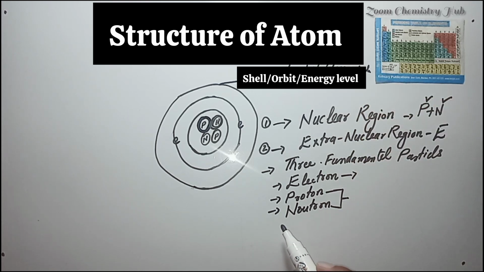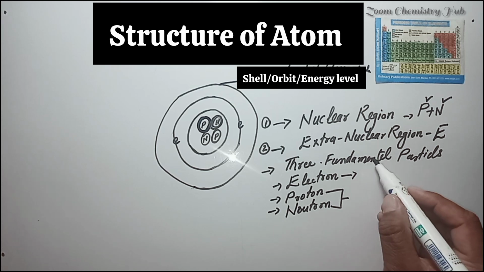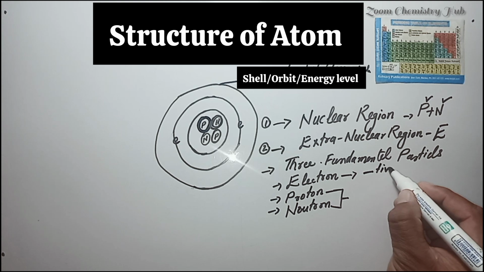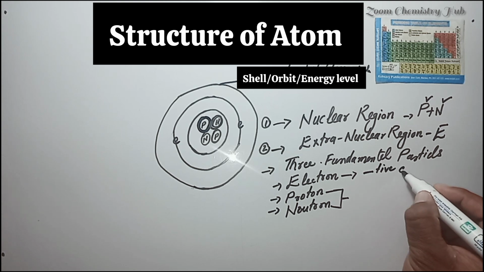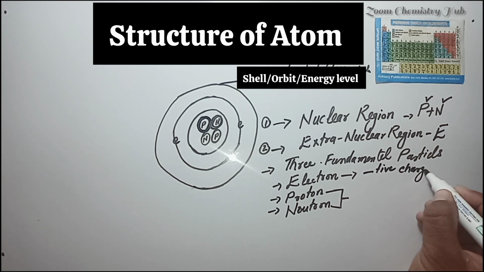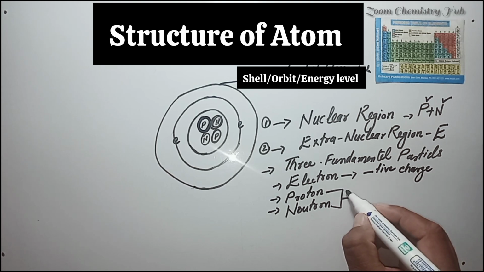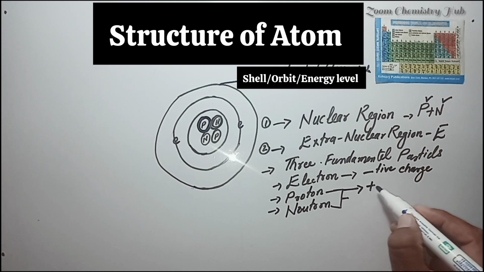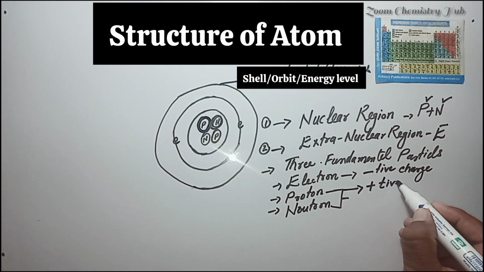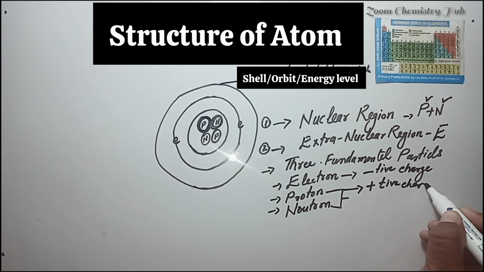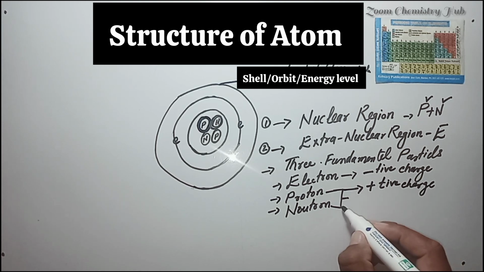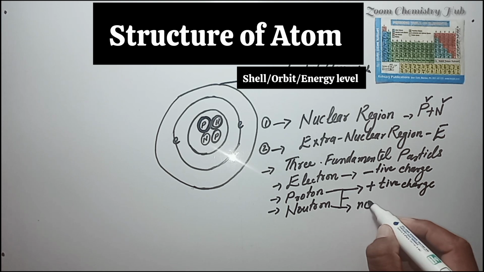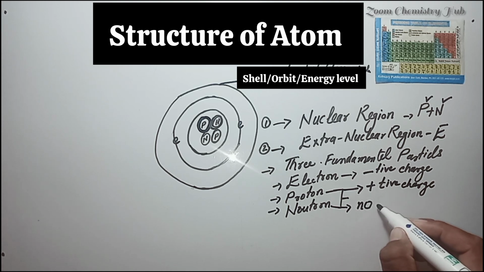Similarly, electrons carry negative charge and protons carry positive charge, while neutrons are uncharged, with no charge.